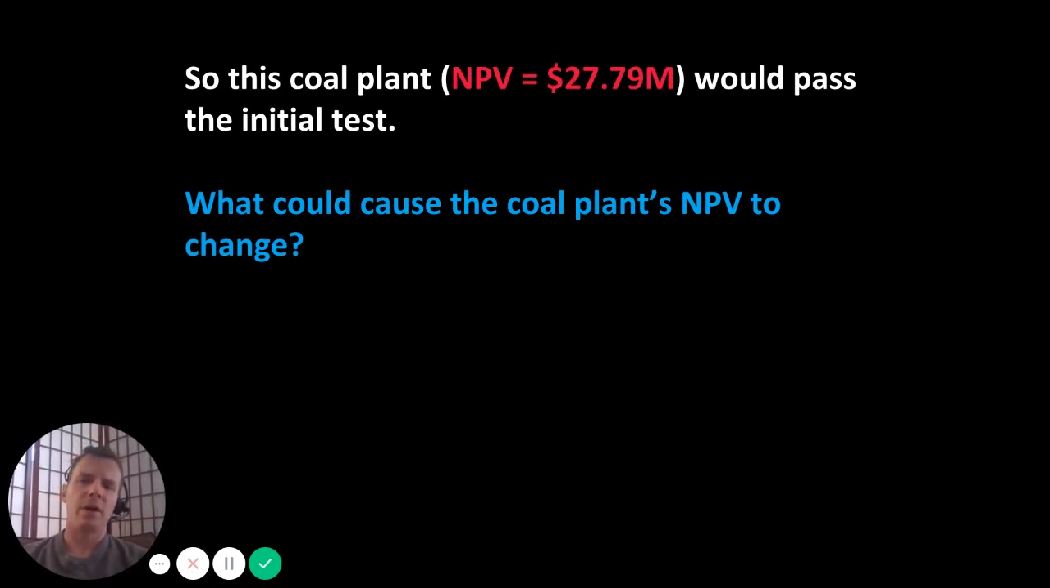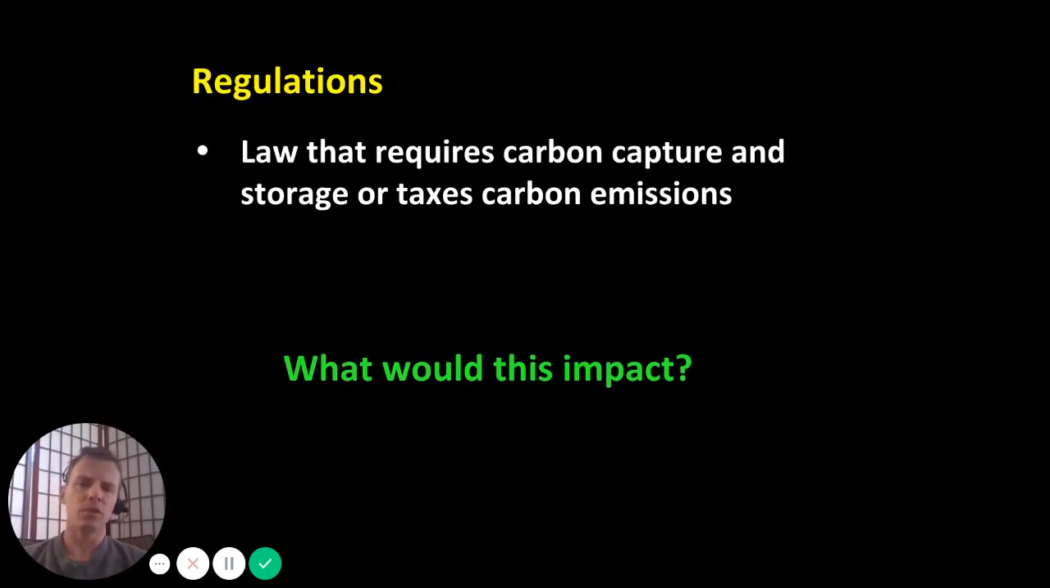Now let's think about what could cause this coal plant's net present value to change. Outside of the discount rate itself, we already talked about the influence of the choice of discount rate on net present value. But given what you know about the electric power industry and coal plants in general, what types of contingencies could occur out into the future that might alter the net present value of this project? So one would be regulations.